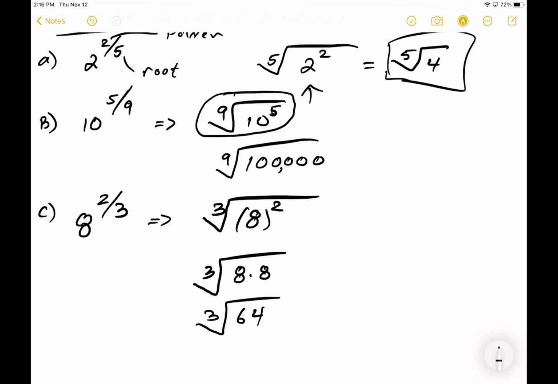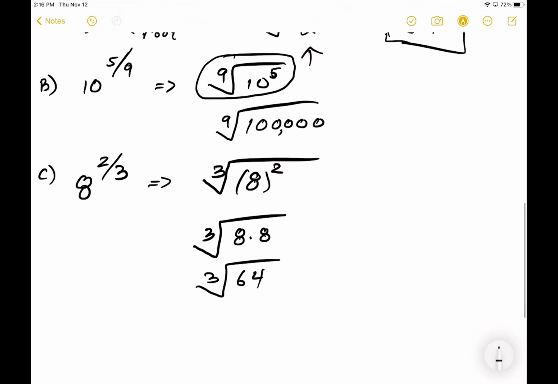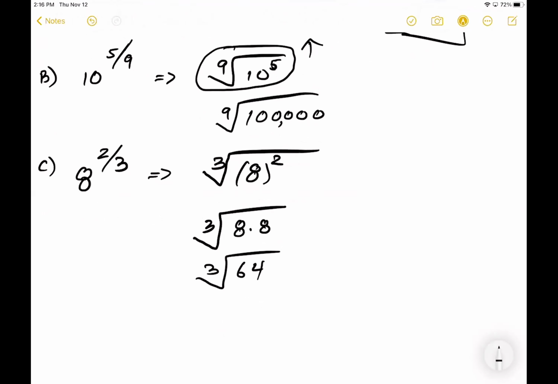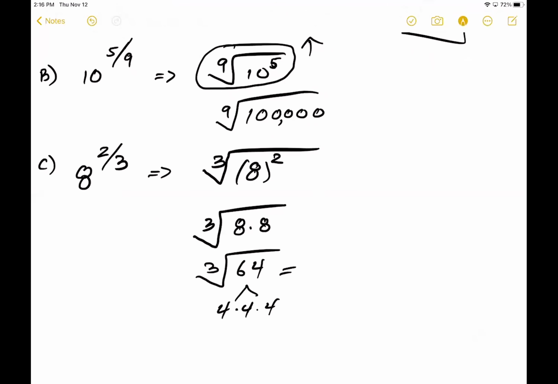Now, is 64 a perfect cube? Hopefully you see that 64 is a perfect cube in the way that it is 4 times 4 times 4. 4 times 4 times 4 is 64. And in this way, the cube root of 64 is equal to 4, right? And yesterday you didn't do this.